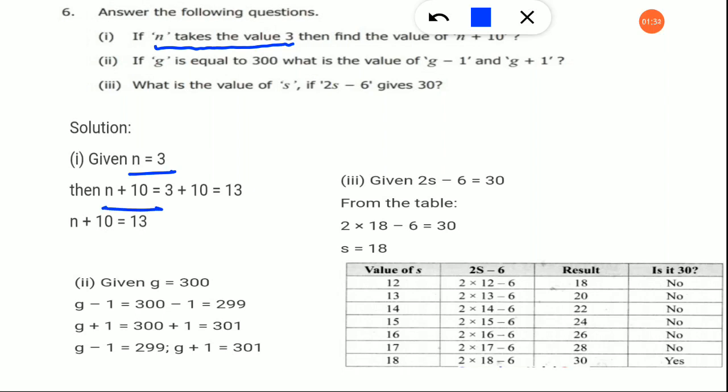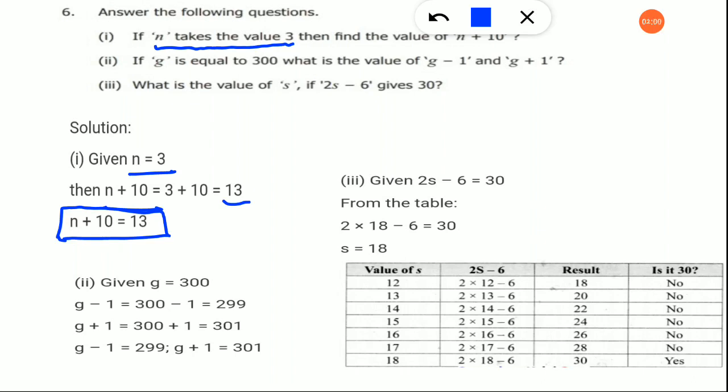In this place of n, you are just going to substitute the value 3 here. So what will happen now? 3 plus 10 is equal to, you're going to add up and write 13. Okay? So this is the value of n plus 10. Clear, children? They have given the value for n. You're going to just substitute in the expression n plus 10 and write the final answer.